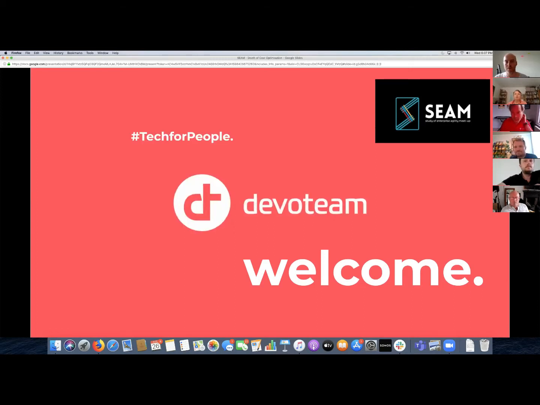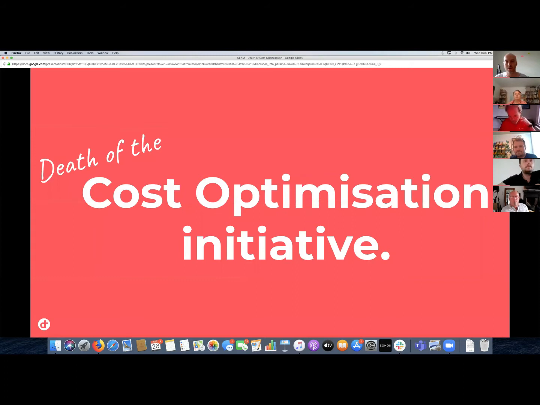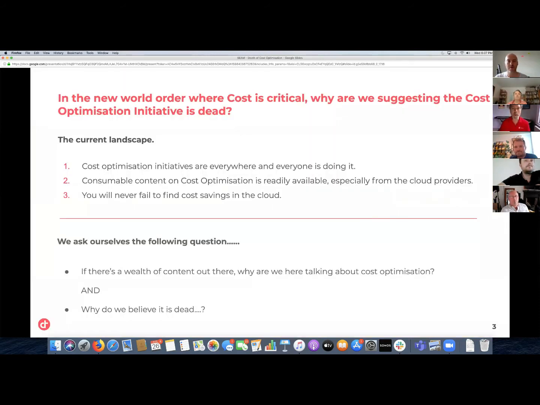Yeah, so death of the cost optimization initiative. We're being a bit provocative. Why are we calling it the death of the initiative? This is a really big topic at the moment. Lots of people are talking about cost optimization initiatives.